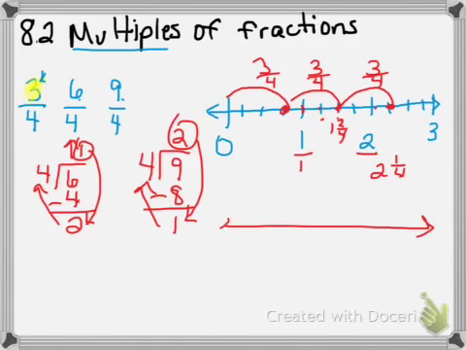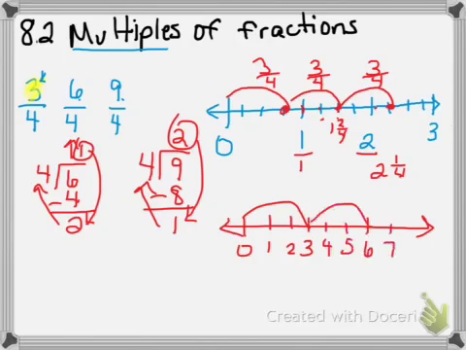I'd have 0, 1, 2, 3. I'd jump to 3, 4, 5, 6, 7, 8, 9. I'm still jumping by multiples. 3 is a multiple, 6 is a multiple, and 9 is a multiple. So that's how we find multiples of our fractions. The kids really caught on to this part pretty easily.